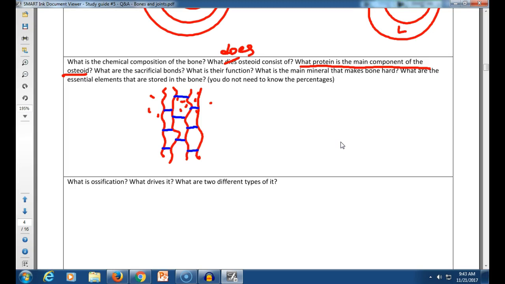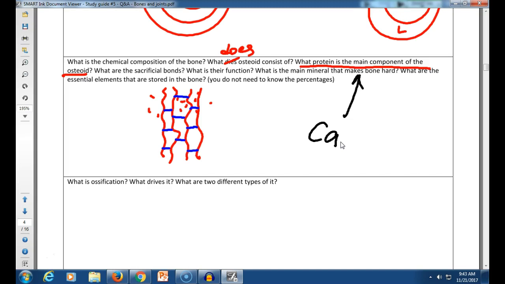Which mineral makes the bone hard? It's hydroxyapatite. What is the ion that's most important for the bone toughness and strength? Calcium. Okay. What is stored in the bone?